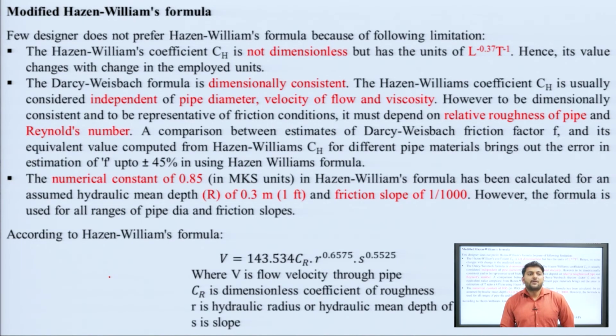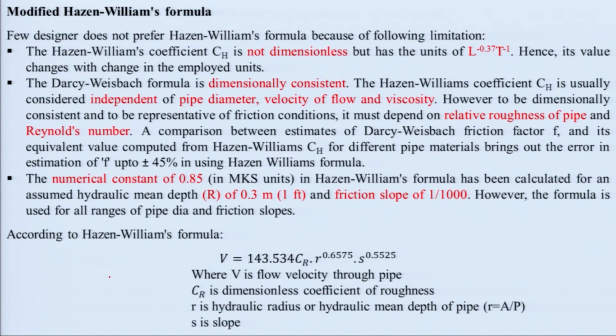Next one is modified Hazen-Williams formula. As with the Hazen-Williams formula, certain assumptions and considerations were made while deriving the formula. The first limitation is that Hazen-Williams have taken CH as dimensionless, but actually that particular term is not dimensionless. It has a dimension of L to the power minus 0.37 T to the power minus 1.